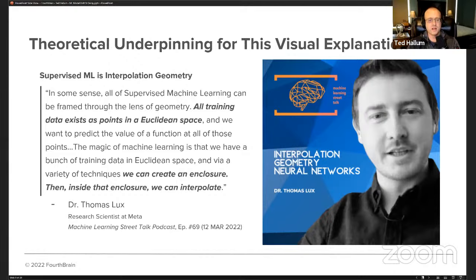Here we've got Dr. Thomas Lux. I've got a quote here from him. He essentially says, all training data exists as points in Euclidean space. We can create an enclosure, then inside that enclosure, we can interpolate. And that was actually very recent. He said that less than a week ago on the Machine Learning Street Talk podcast.